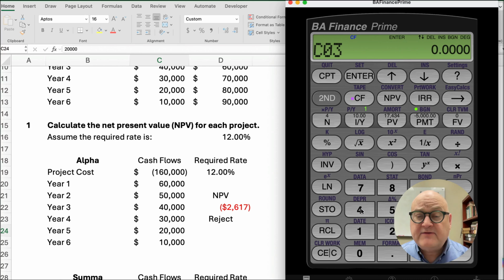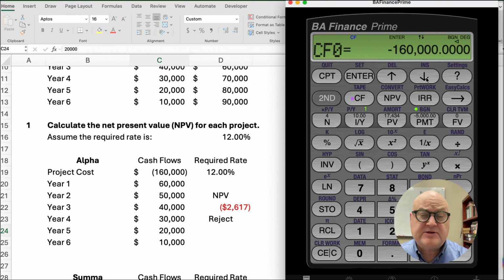Cash flow 3 is $40,000. Enter and then down arrow down to cash flow 4. So cash flow 4 is $30,000. Enter and down arrow. Cash flow 5 is $20,000. Enter, down arrow. Cash flow 6 is $10,000. Enter, down arrow. Now if I go down again, it'll say cash flow year 7 is 0. Frequency 0, and it'll cycle back around.